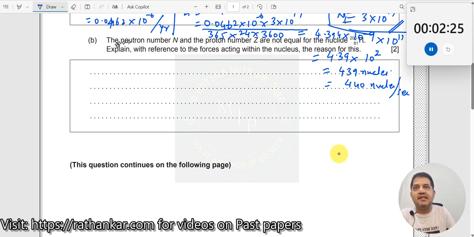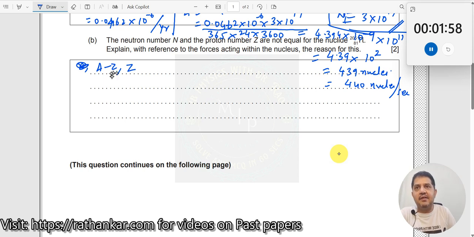Next, let us look at the next problem. The neutron number N and proton number Z are not equal for the nuclei of thallium 205, 81 Tl. Explain with reference to the forces acting within the nucleus the reason for this. What is the neutron number given by? A minus Z. And the proton number is Z. Both are not equal. Explain with reference to forces what is happening over here.